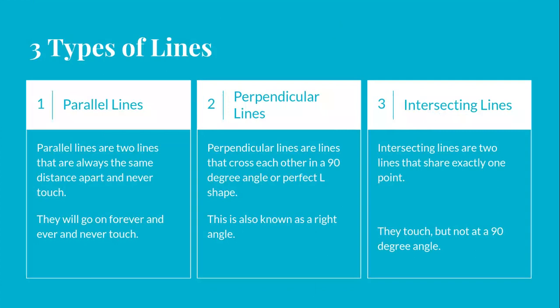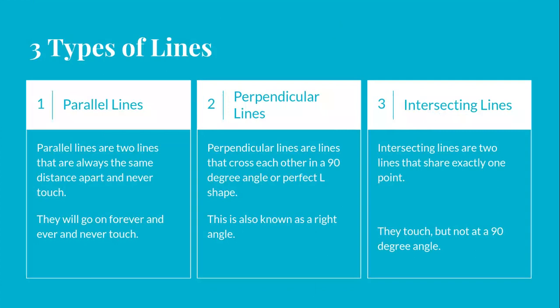So, there's three types of lines that you're going to be learning about in fourth grade. Those lines are parallel lines, perpendicular lines, and intersecting lines. So first, let's talk about parallel lines. Parallel lines are two lines that are always the same distance apart and never touch. They will go on forever and ever and ever and never touch.